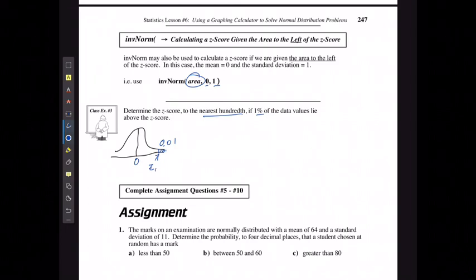So I'm going to do inverse normal of 0.99, which is going to be the rest of the area to the left. Because remember, this always solves to the left. 0.99 is the area to the left with a mu of 0 and a sigma of 1. And I get a z-score of 2.33 to the nearest hundredth.